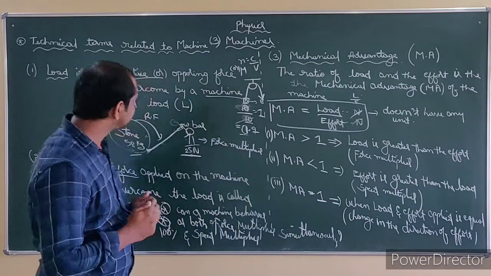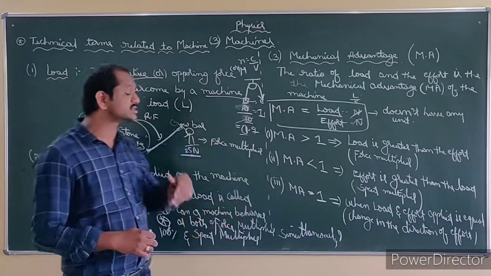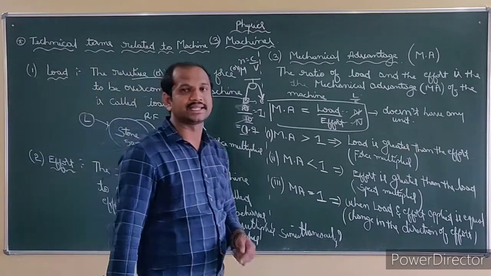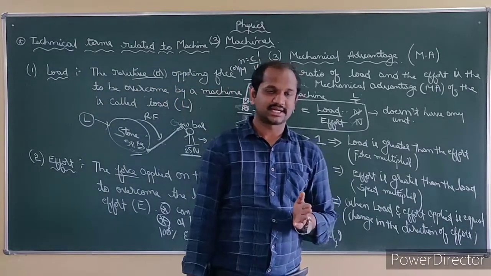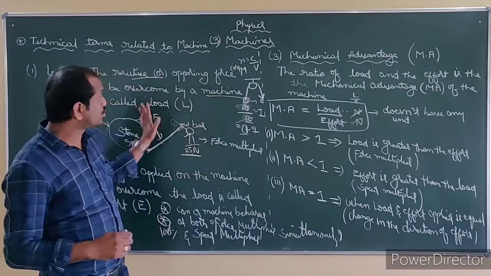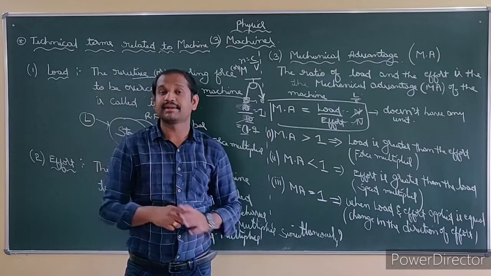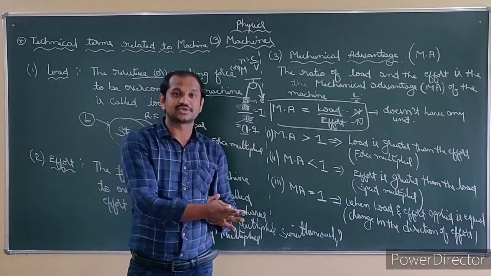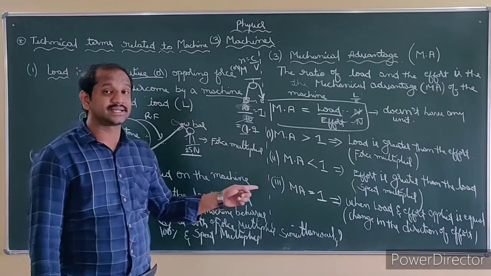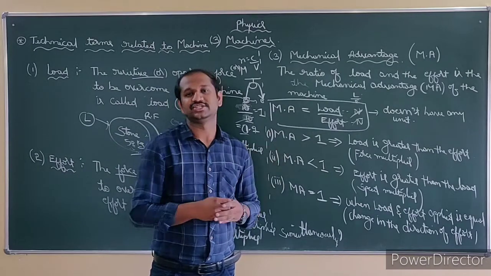So I hope I have satisfied you in explaining the terms related to machine. These are the 3 terms I have explained now: what you mean by load, what you mean by effort, and what you mean by mechanical advantage. Understand? This is very, very, very important. The basics you are learning properly. So to understand load, effort, and mechanical advantage, you should have understood the previous topics, that is introduction to machines and the functions and uses of machines. Unless that, you won't understand this. Unless this, you won't understand the next. They are interrelated to each other.